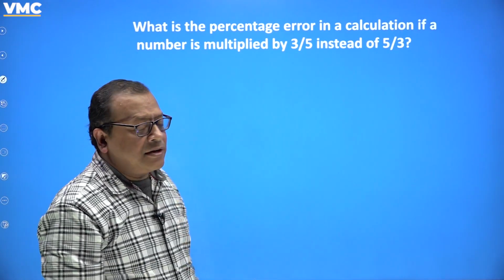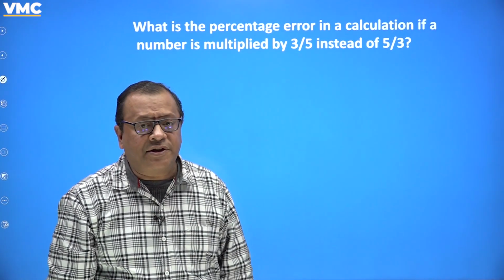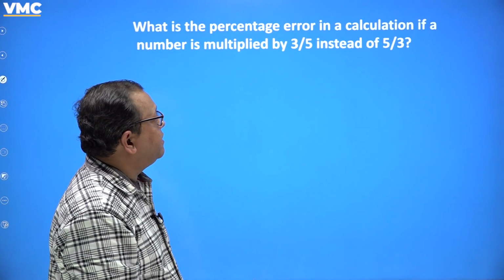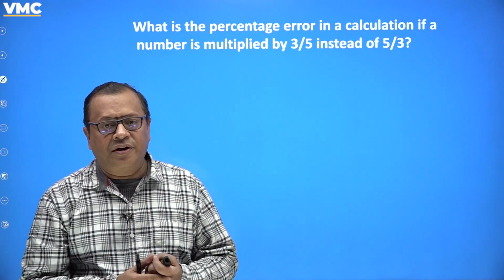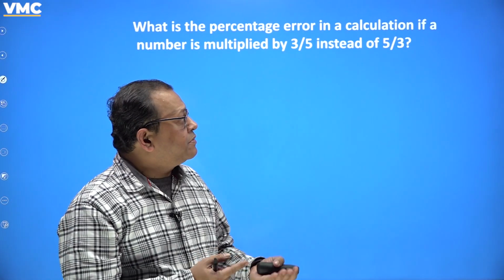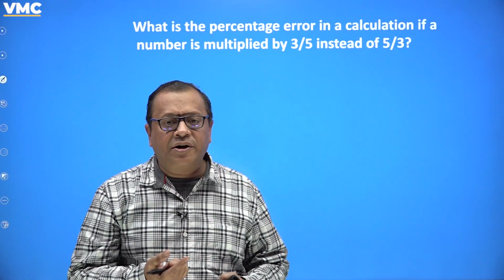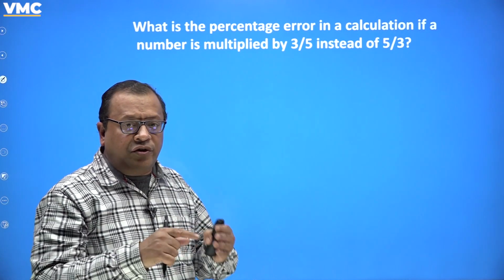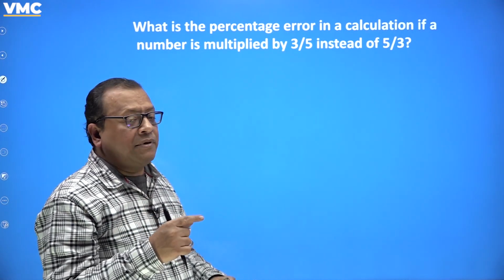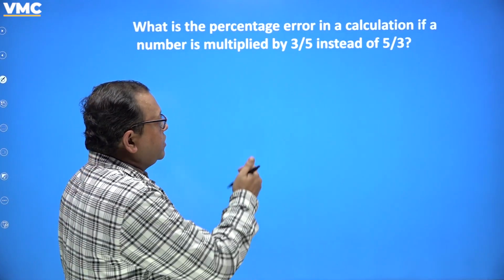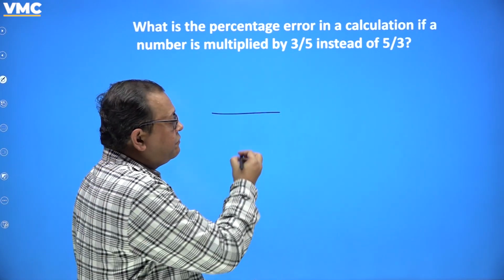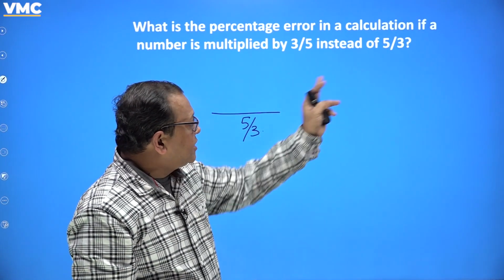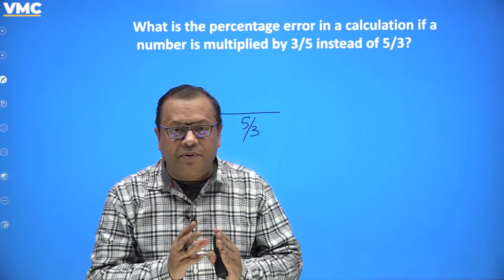Okay, let's have some questions here on basics of percentages. What is the percentage error in a calculation if a number is multiplied by 3/5 instead of 5/3? Say a number is 1, and it is multiplied by 3/5 instead of 5/3. So originally it should have been multiplied by 5/3, but it is multiplied by 3/5. So the error has to be calculated on the base of 5/3 because that was the correct thing, right? So the base has to be 5/3 and not 3/5.